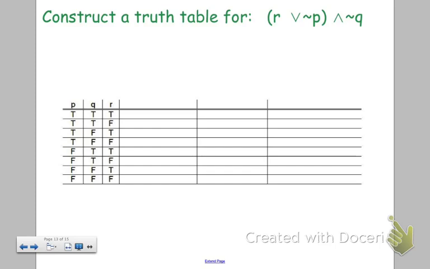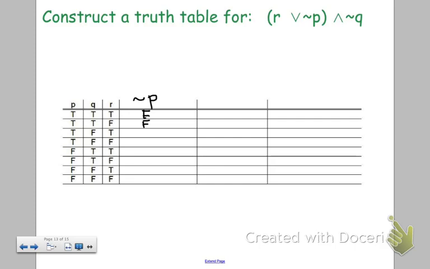Now, if I look inside my parentheses, remember I always want to start inside my parentheses, I'm looking at R or not P. Well, I already have a column for R, so the next column I need to make is not P. The first row of P was true, so the first row of not P will be false. The second row of P was true, so the second row of not P will be false.